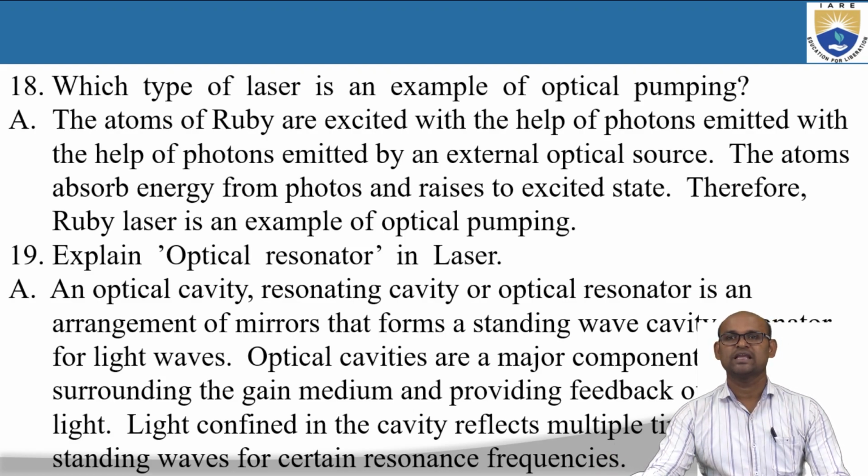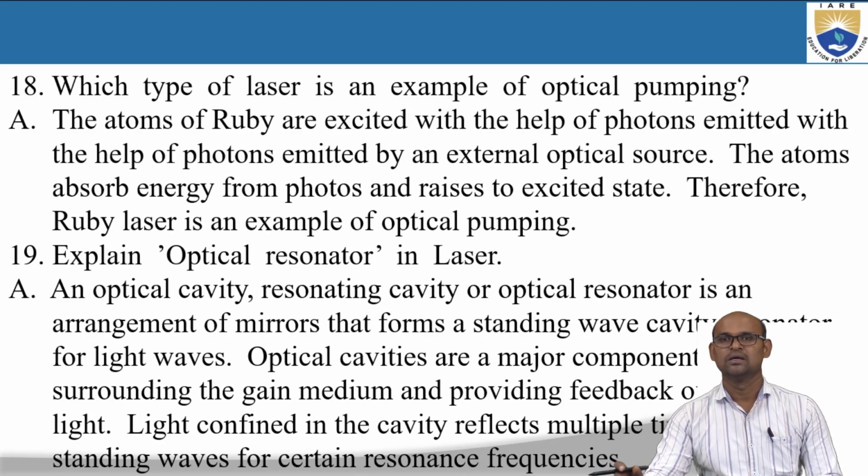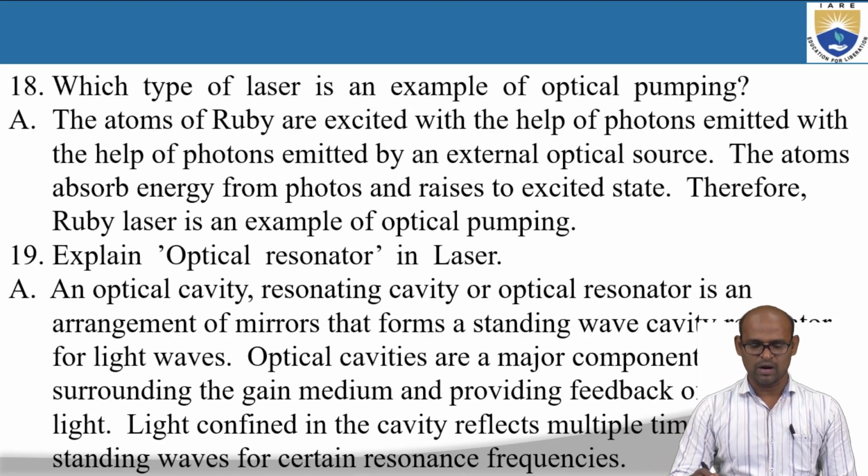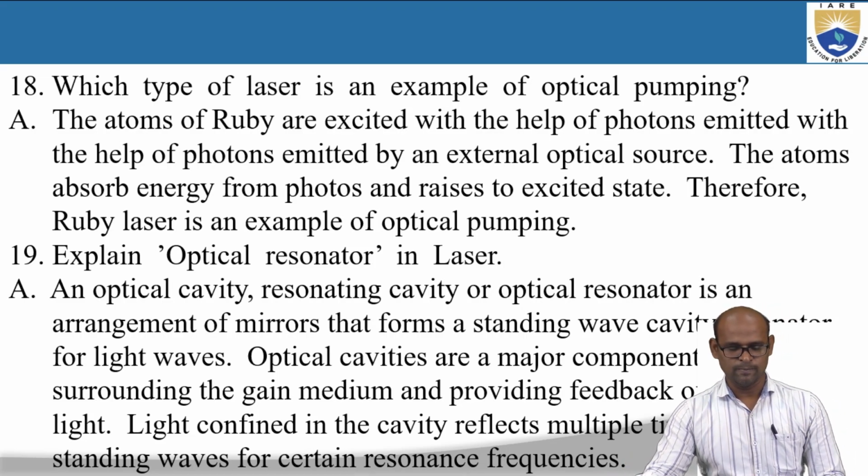Which type of laser is an example of optical pumping? The atoms of ruby are excited with the help of photons emitted by an external optical source. So the atoms absorb energy from photons and rise to the excited state. Therefore, ruby laser is an example of optical pumping, which I have discussed already.